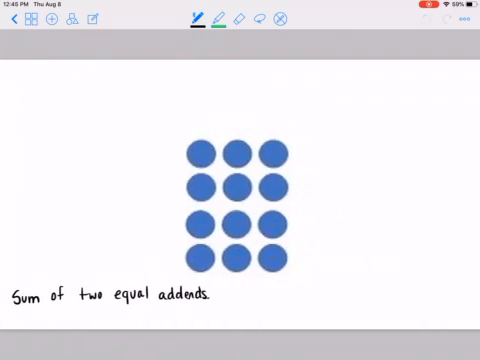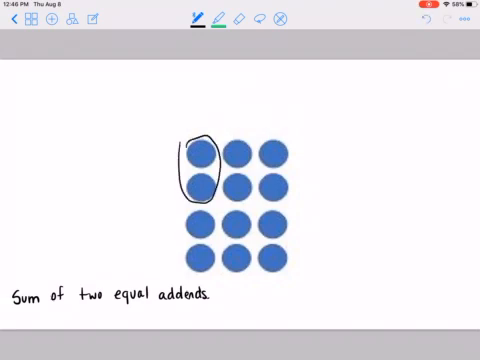Let's look at this one. Again, we're going to circle groups of 2, make groups of 2 until we get to the end of our picture, and we're going to see if there are any left over or if they all have a buddy. So let's see if we can make some groups of 2.